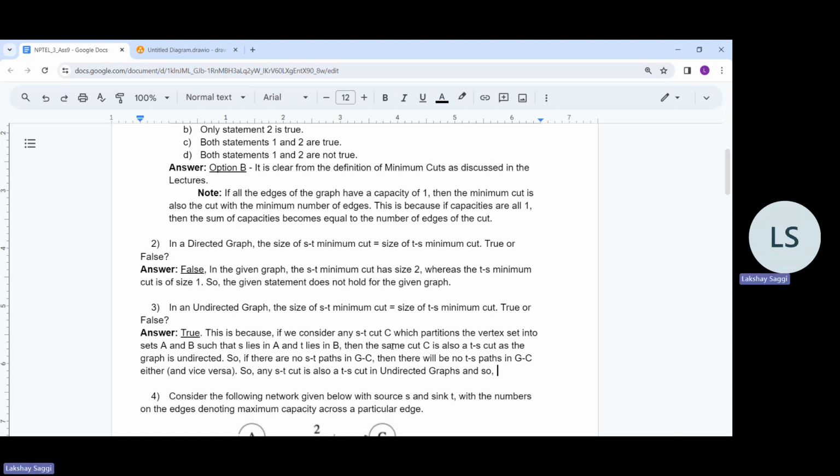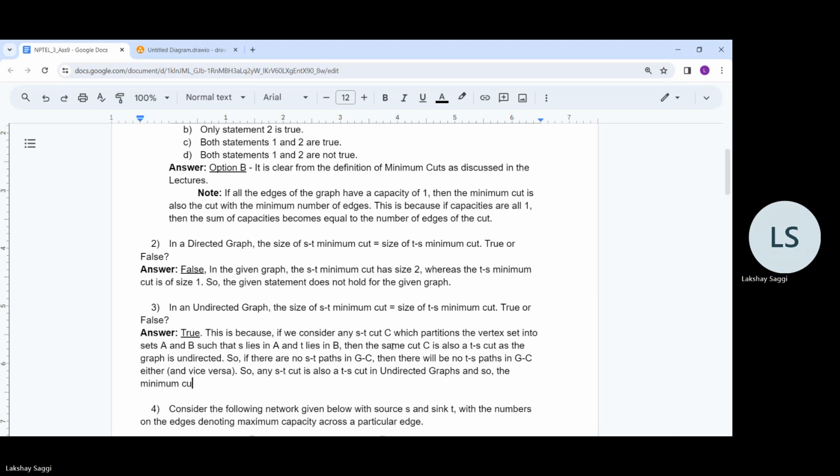And so what this means is that the minimum cuts for ST and TS will also have the same capacity. Suppose there was a minimum cut C for ST, then that will also be a minimum cut for TS. If the cut is the same, then its capacity is also the same, right? So that's why this statement is true, that in an undirected graph, the size of the ST minimum cut is equal to the size of the TS minimum cut.